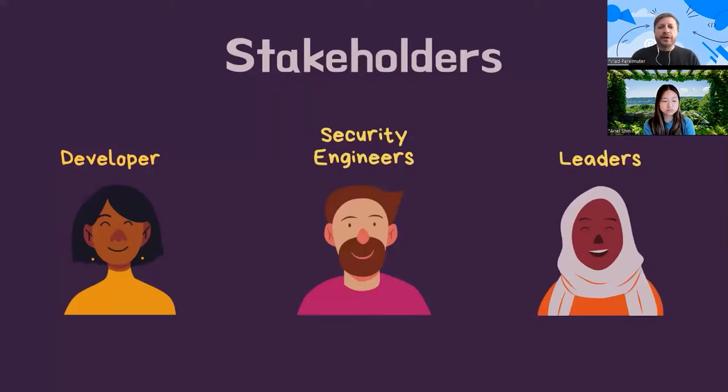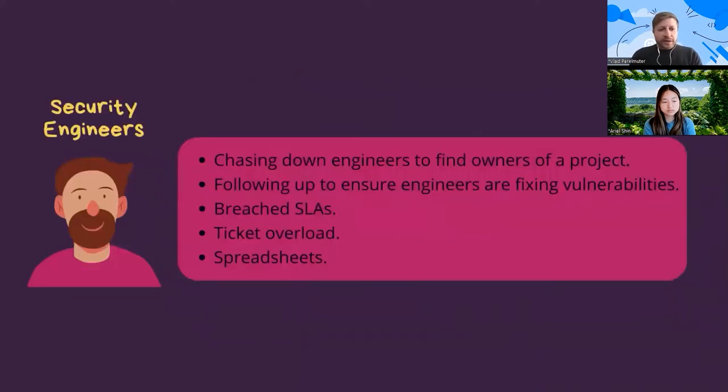So let's meet our stakeholders. We have our developers, who are the ones that will be actioning and resolving our security vulnerabilities. We have our security engineers, who will be the ones identifying these vulnerabilities. And lastly, we have our leaders. This could be engineering managers, VPs, and directors, and they're the ones that are responsible to help us drive down security debt. They will also help by showing and setting focus on where we need to spend time and additional security. So let's take a look at it from a security engineer's point of view.